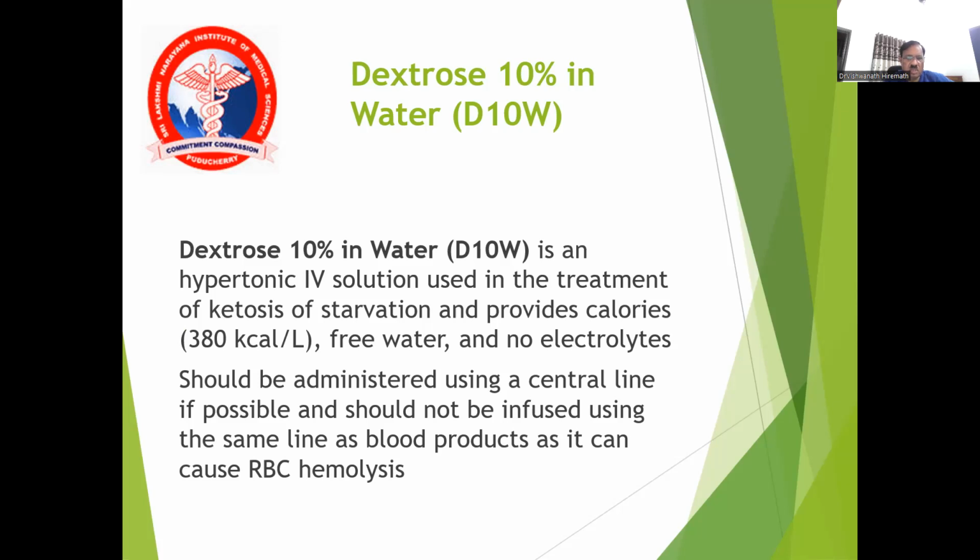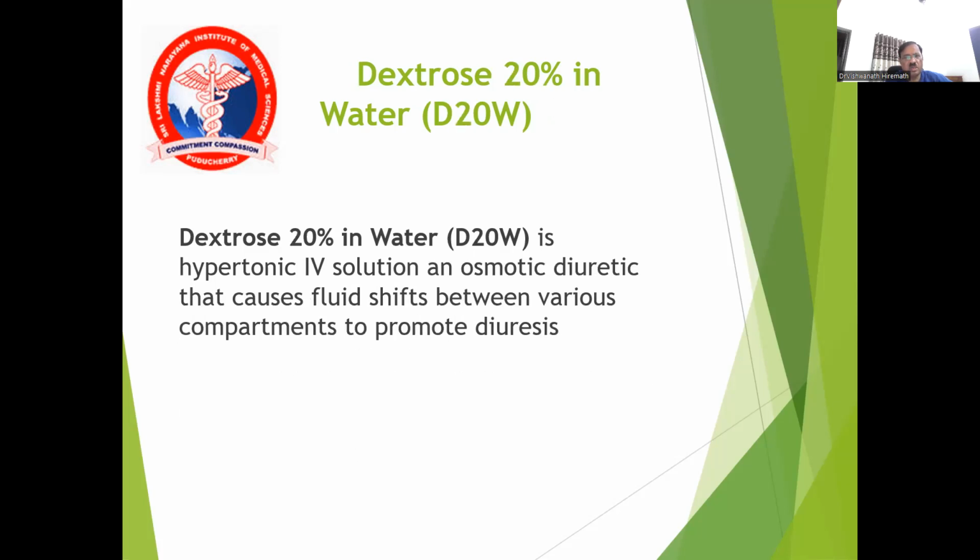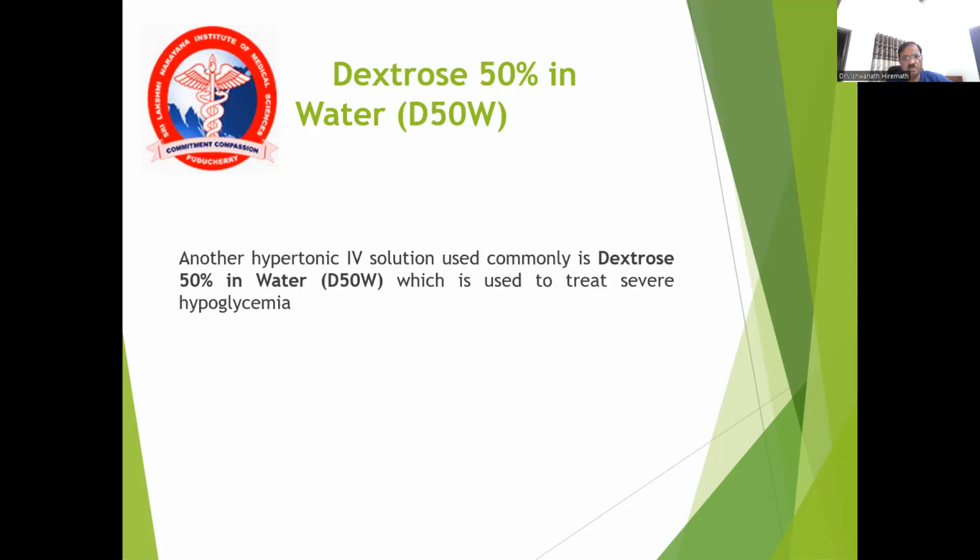Should be infused using the same line. Should not be infused in the same line as blood product, as it can cause red blood cell hemolysis. 20% dextrose in water is a hypertonic intravenous solution, an osmotic diuretic that causes fluid shifts between the various compartments to promote diuresis.